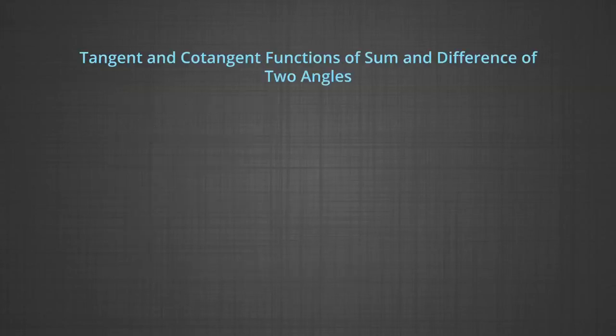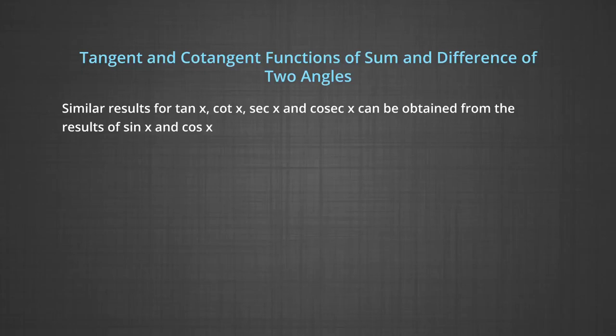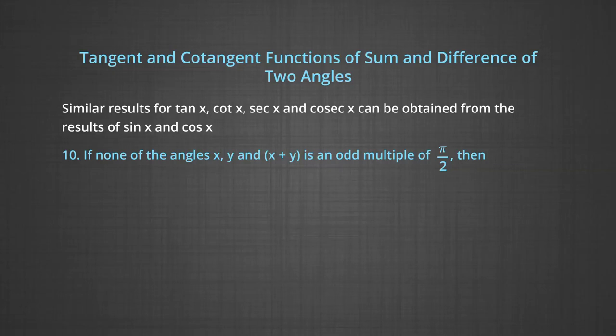Now, we will take the tangent and cotangent functions of sum and difference of two angles. Similar results for tan x, cot x, sec x and cosec x can be obtained from the results of sin x and cos x. Next identity: if none of the angles x, y and x plus y is an odd multiple of pi by 2, then tan of x plus y can be written as tan x plus tan y upon 1 minus tan x into tan y.